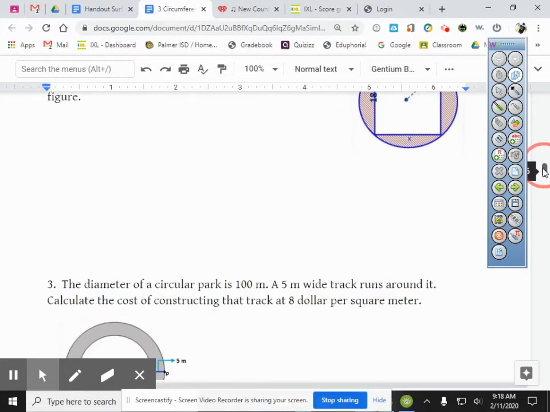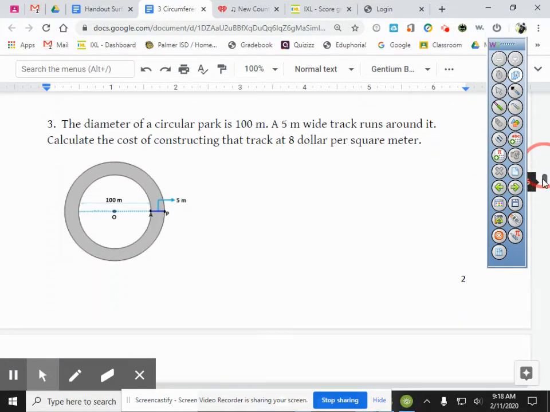I kind of like these ones. Look at number 3. Please read the question. The diameter of a circular park is 100 meters. A 5-meter wide track runs around it. Calculate the cost of constructing that track at $8 per square meter.